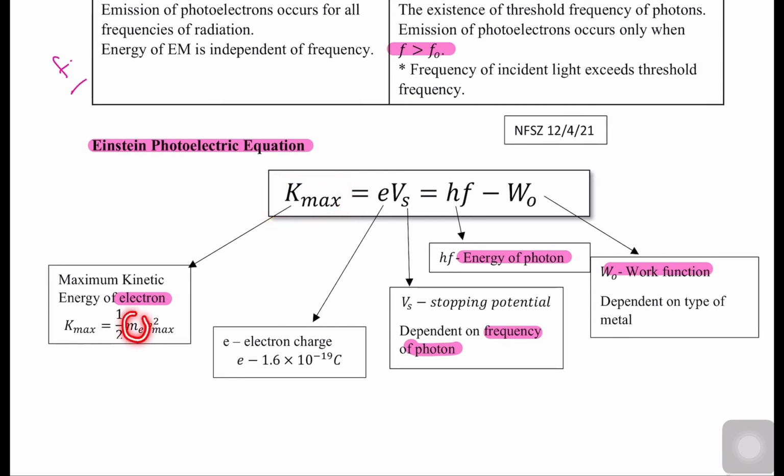Okay, so kalau kita kat sini, K max ni is the maximum kinetic energy of the electron. So m ni will be the mass of the electron. Okay, so again, kalau kita nak guna equation ni, make sure that everything must be in SI unit. So means that the unit for energy must be in joule. Tak boleh guna dalam electron volt.